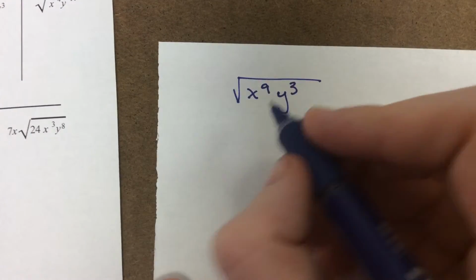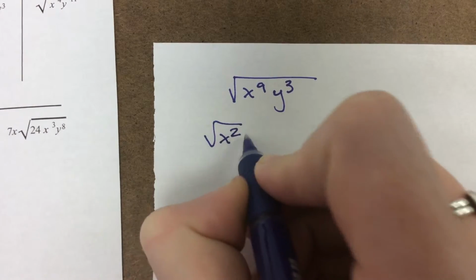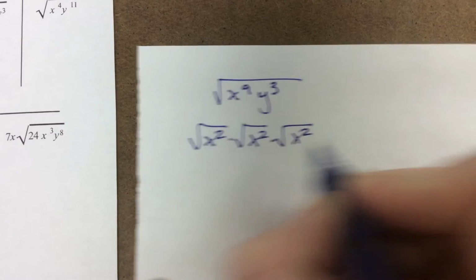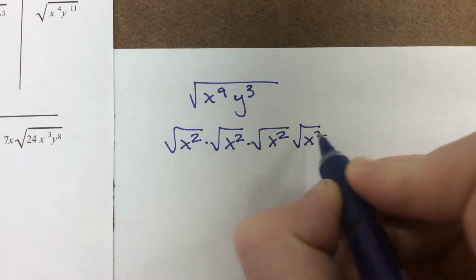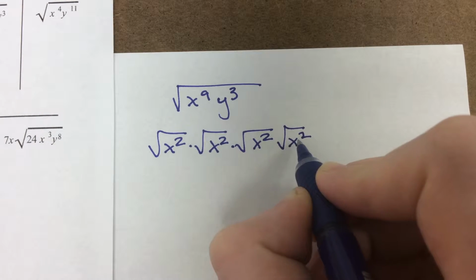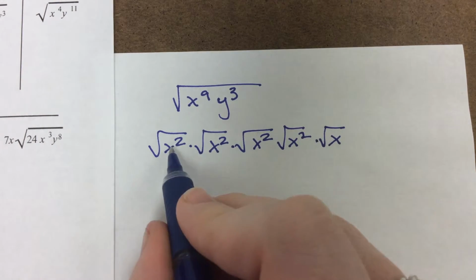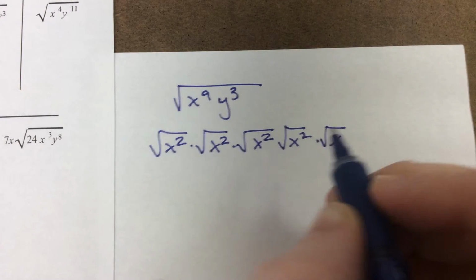If we break x to the 9th apart, just like we did in the other ones, we have the square root of x squared times the square root of x squared times the square root of x squared. That would give me x to the 6th. Another x squared would give me x to the 8th. And then another x would give me x to the 9th. X squared times x squared times x squared times x squared times x is x to the 9th.